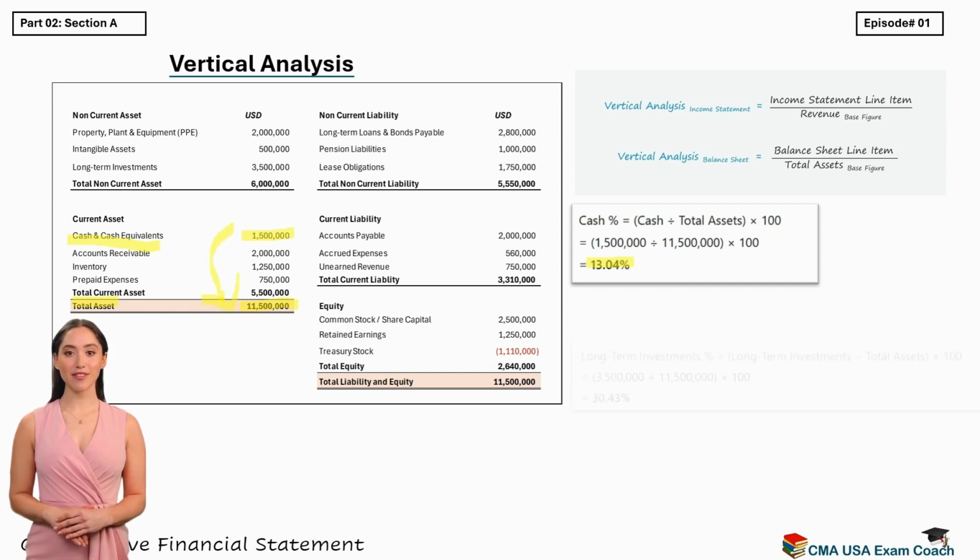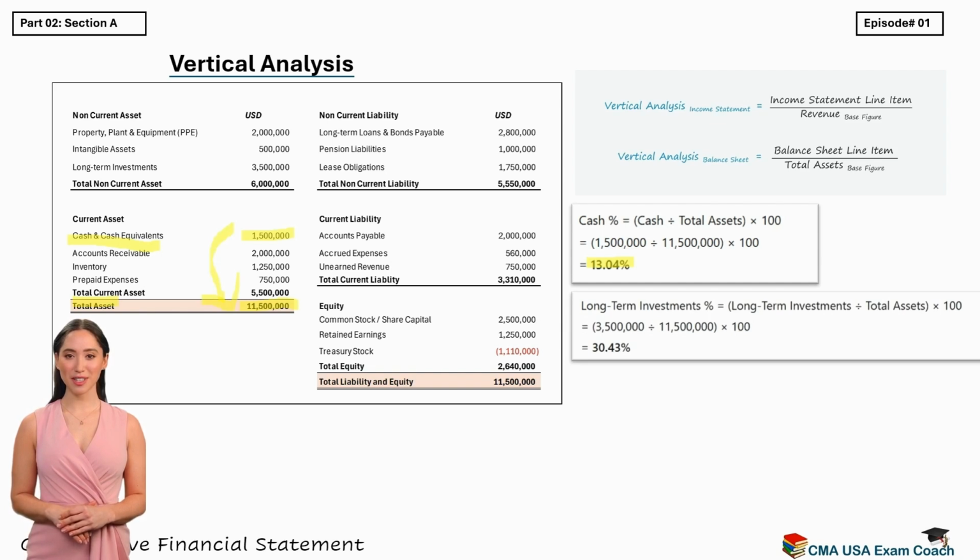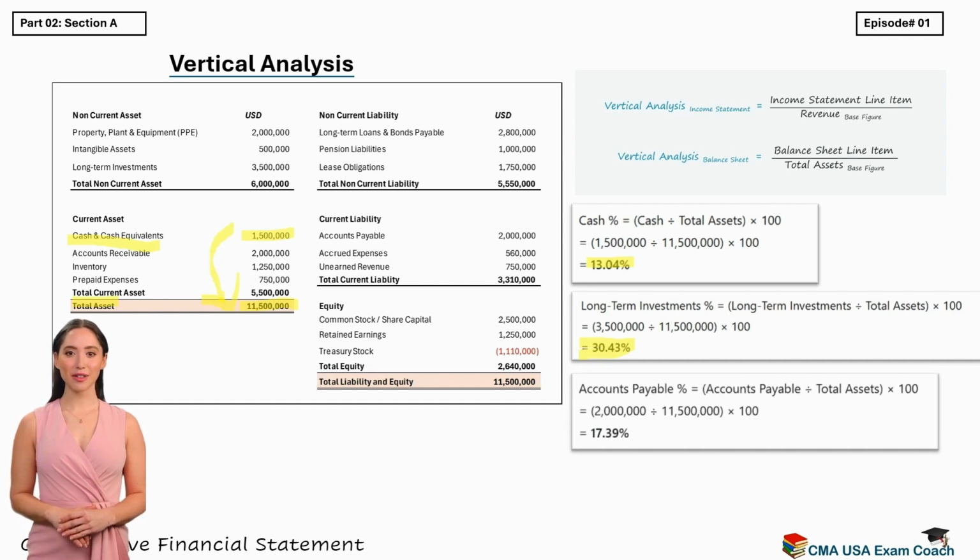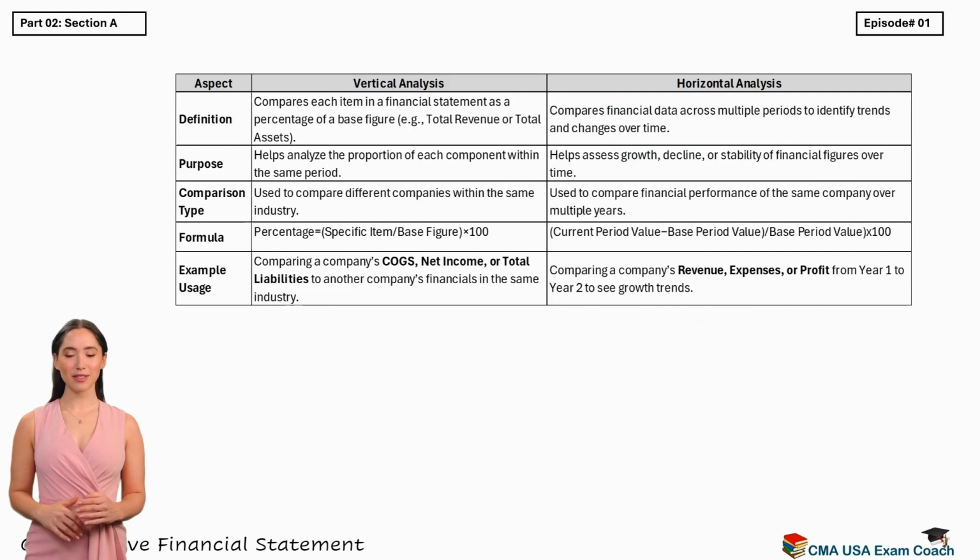Now, let's consider another example with long-term investments. The long-term investment value is $3,500,000, and the total assets remain $11,500,000. To calculate the percentage, we divide the long-term investment by total assets and then multiply by 100. This results in 30.43%, indicating that long-term investments make up 30.43% of total assets. This analysis helps in understanding how different assets contribute to the company's financial structure.